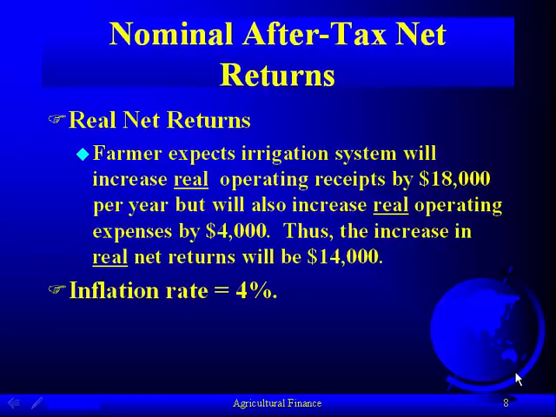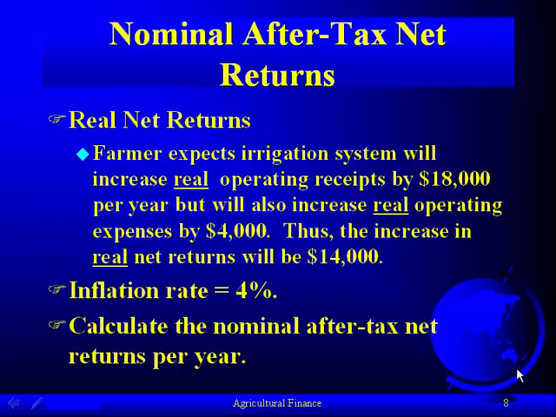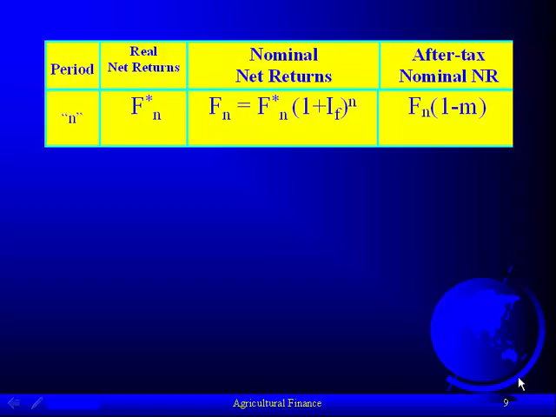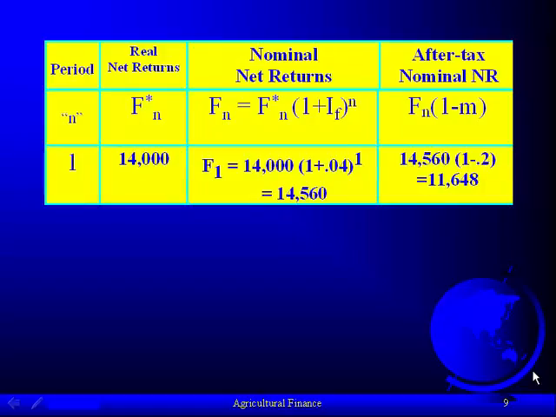We just expect that the prices of corn or wheat or cotton are all going to increase at the rate of inflation. So we have to calculate the nominal after-tax net returns per year. We know that the real increase is $14,000. Well, what is the nominal? And we have to pay taxes on the nominal. So, probably hate to see this, but we're going to do another table. We're going to systematically solve this. And as we look at this table, I'll work through it column by column.